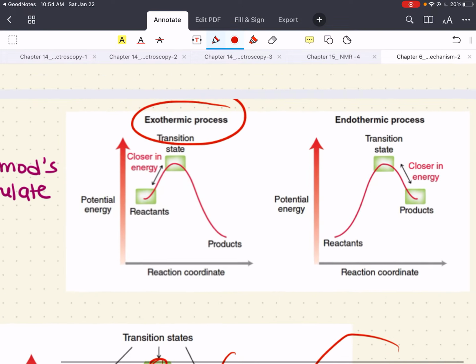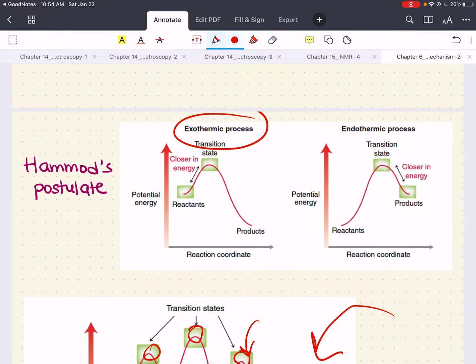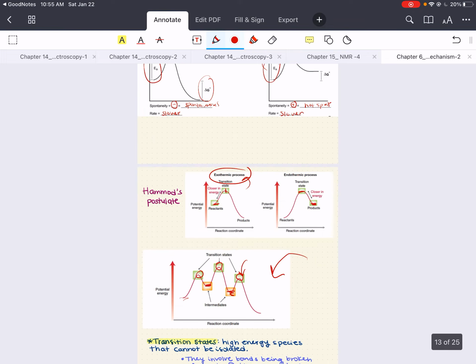Sorry, I zoomed in at the wrong place. Our transition state will be closer to the reactants in an exothermic reaction. And in an endothermic reaction, our transition state will actually be closer to the products. This is the definition of Hammond's postulate, and it'll help you, by observing an energy diagram, determine an endothermic versus an exothermic process.